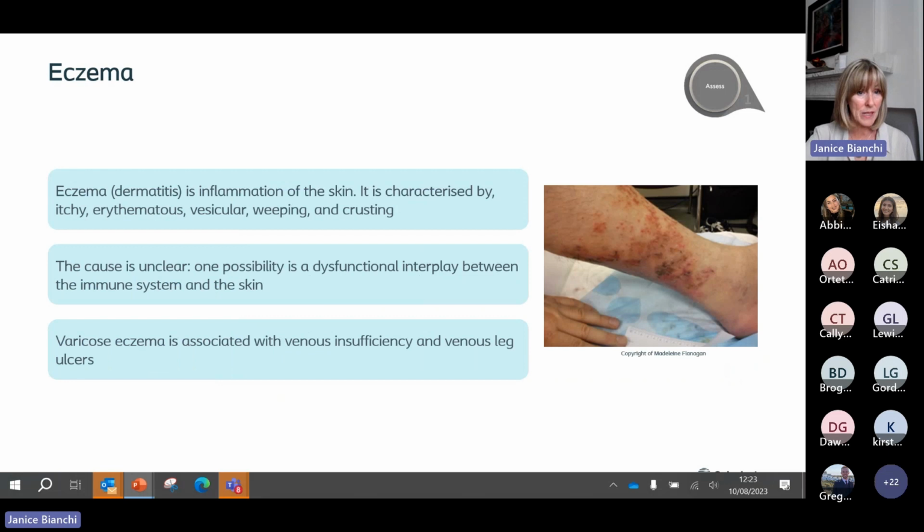And then eczema or dermatitis, which is inflammation of the skin, again, very commonly seen in people with venous disease. It's itchy, red, often there are little vesicles, that's like tiny little blisters. There's weeping and crusting because people scratch because it's itchy. We're not actually totally clear on why venous dermatitis or venous varicose eczema occurs, but it's thought to be an interplay between the immune system and the skin, and it is associated with venous leg ulcers and venous insufficiency.